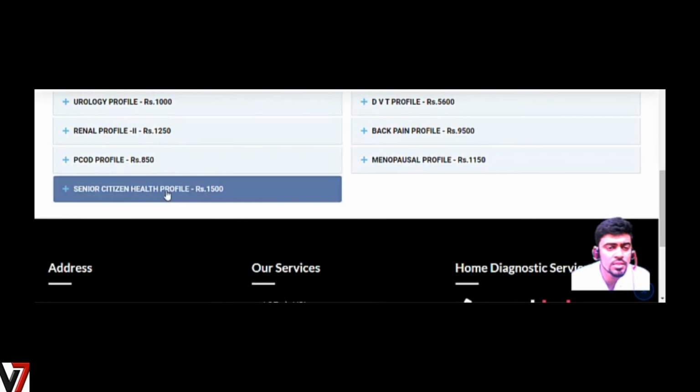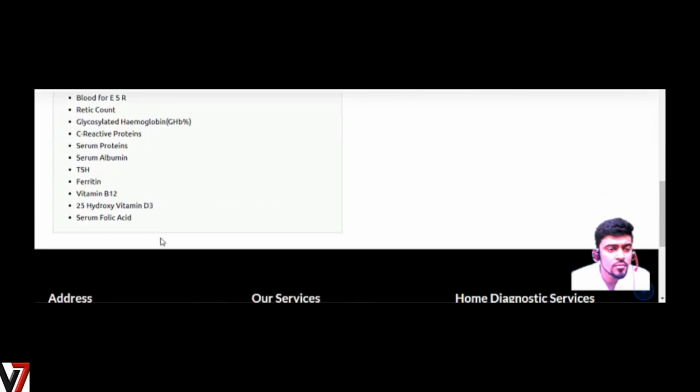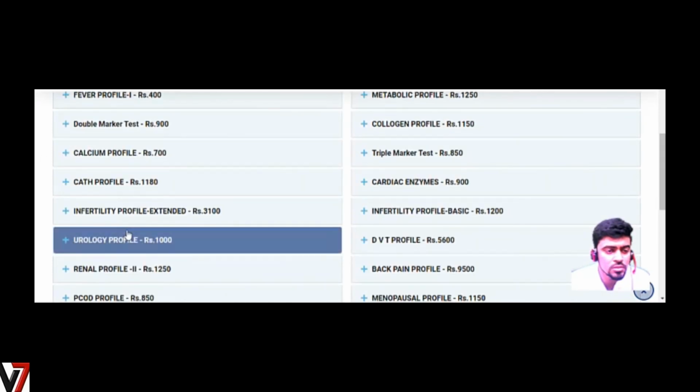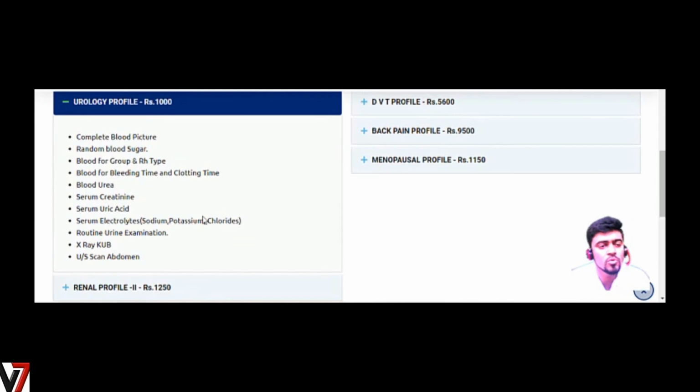For the senior citizen health profile they are also providing serum folic acid, hydroxy vitamin D, vitamin B12, ferritin, TSH, thyroid stimulating hormone, C-reactive protein, retic count, and blood for ESR, mostly the same. Urology is related to totally the kidneys. So for each and every one, the common, basic blood test is the complete blood picture.